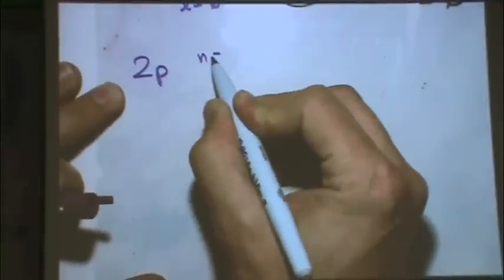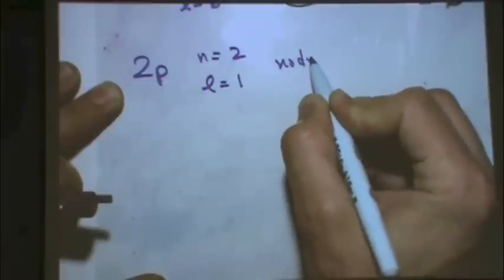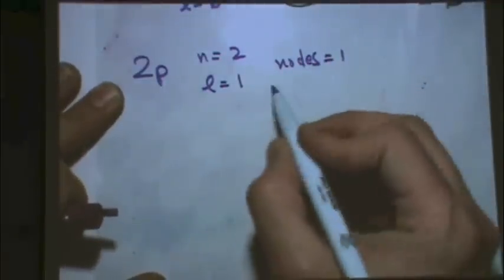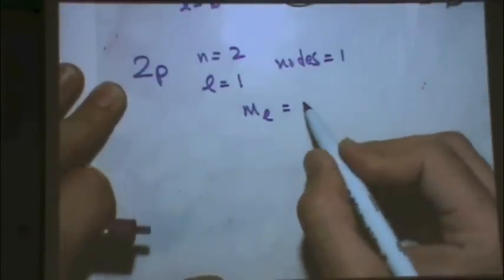Now let me go back to scratch paper for a second here. If we had a 2p orbital, n is 2, l is 1, nodes, just one actually. And then m sub l has how many values? I guess, what are the values of m sub l?